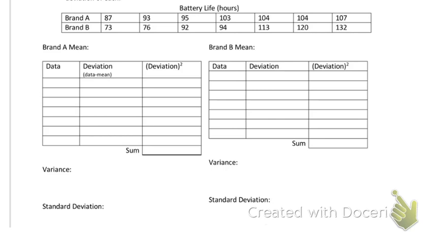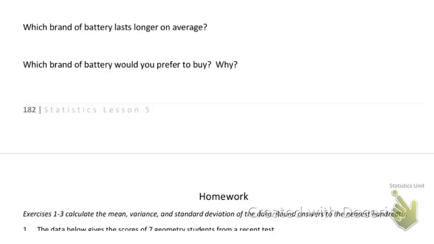All right, what did we get for a mean for brand A? All right, 99. What did we get for our mean of brand B? We got 100. All right, cool. Well, let's stop there for a second. So we have brand A is 99 and brand B is 100. Let's go down to that question that says which brand of battery lasts longer on average? Hamza? B. Brand B. Perfect.